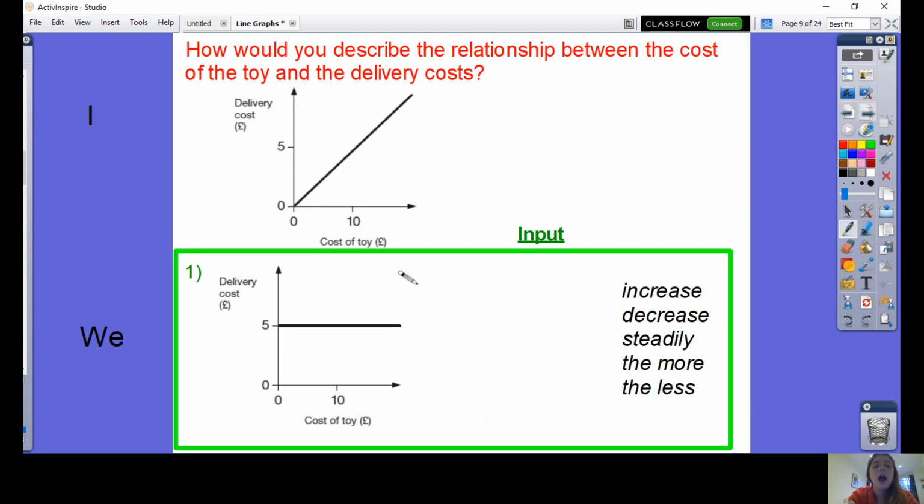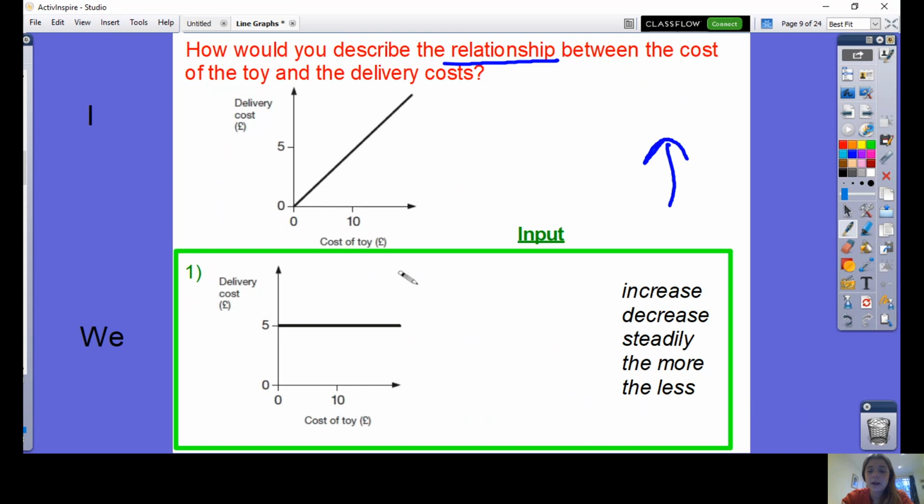Right. Remember, I said often our x-axis tells us the time, but it doesn't always. We're going to look at how you could describe the relationship between the cost of a toy and its delivery costs. So without any questions about the specific data, we're just going to look at these two examples. We're going to use these words here.